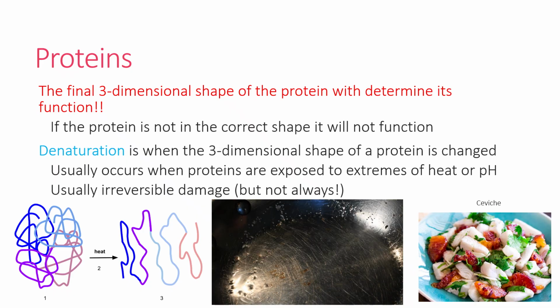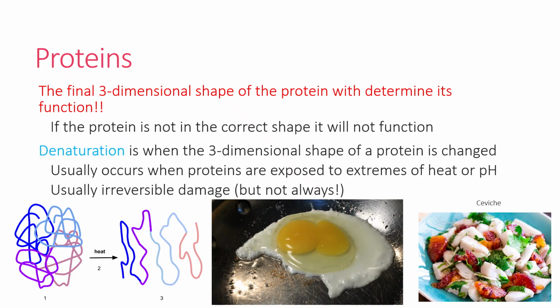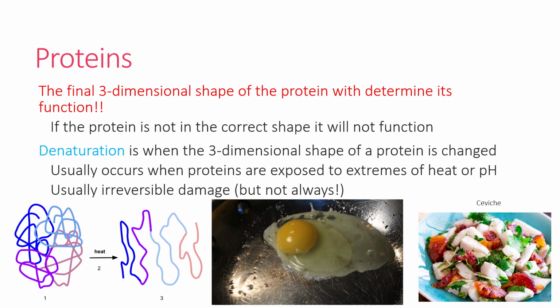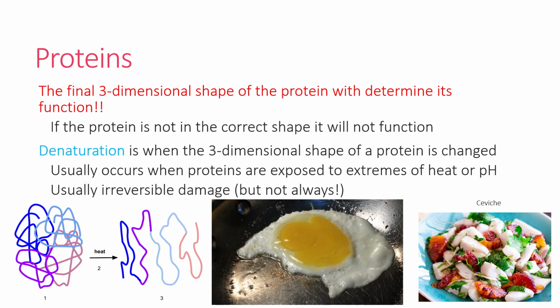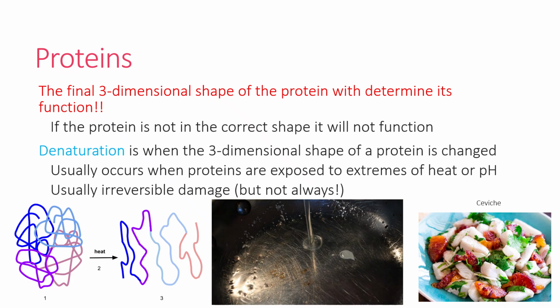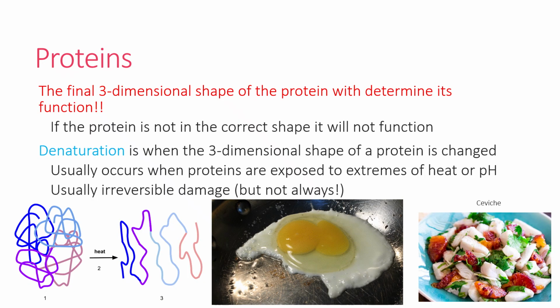Now we always talk about heat, but one of the things I do want to mention here is the pH change. I've never been able to try it because I'm not a fish person, so the thought of this is just gross to me. But many of you may have heard of ceviche. Ceviche is a fish dish that is chemically cooked.